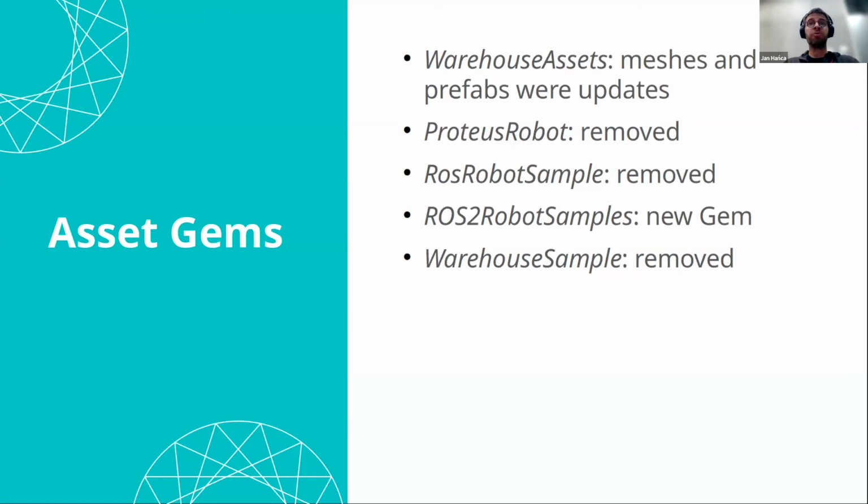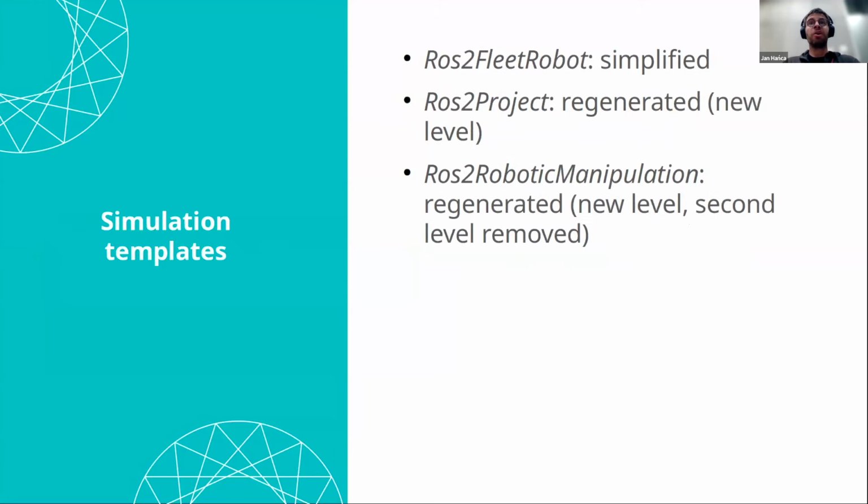We also decided to remove the warehouse sample gem that was basically duplicating warehouse assets. It was just a different warehouse, lower quality, so we decided to keep only one. For the templates, those were also updated. All three templates were updated, mainly simplified with removing some obsolete levels and regenerating the templates to work better. And without going into more details over here, I will show you what we did.